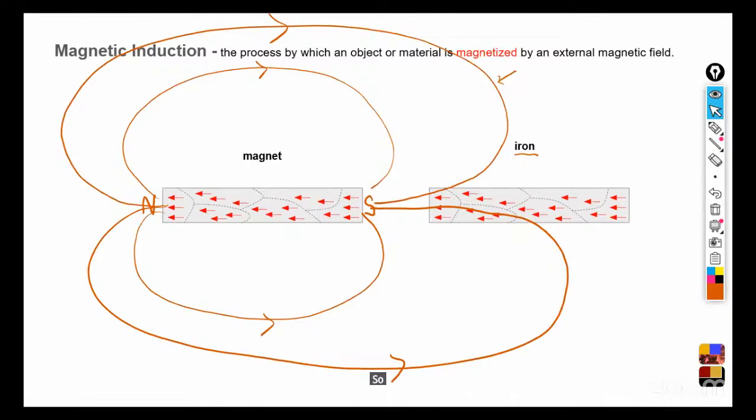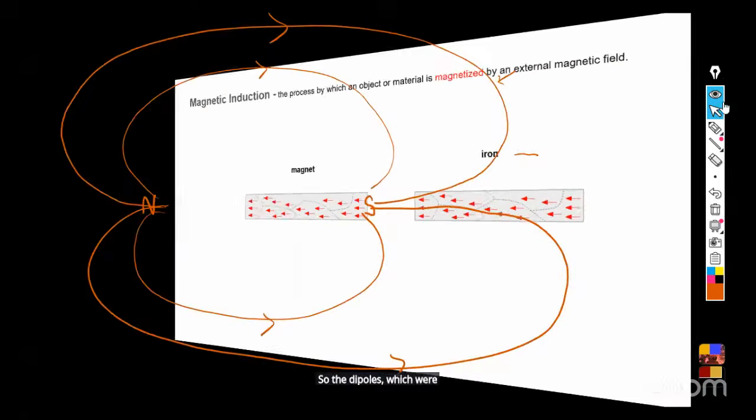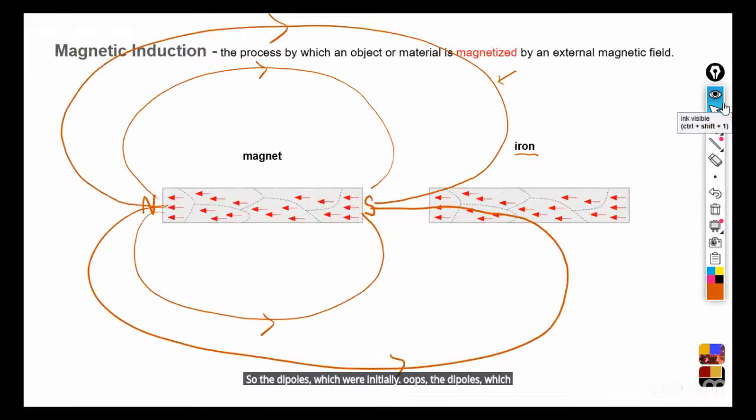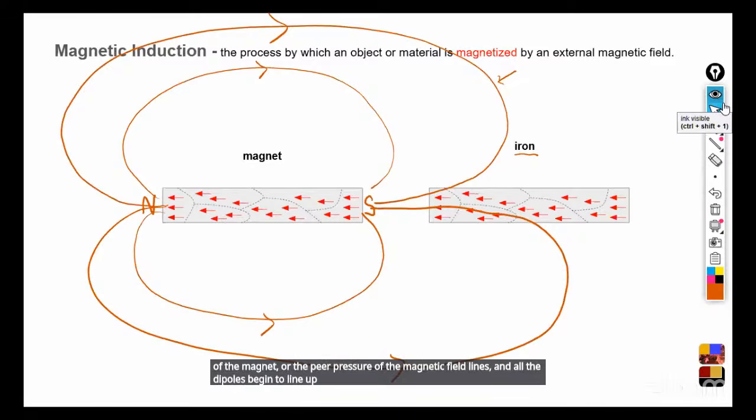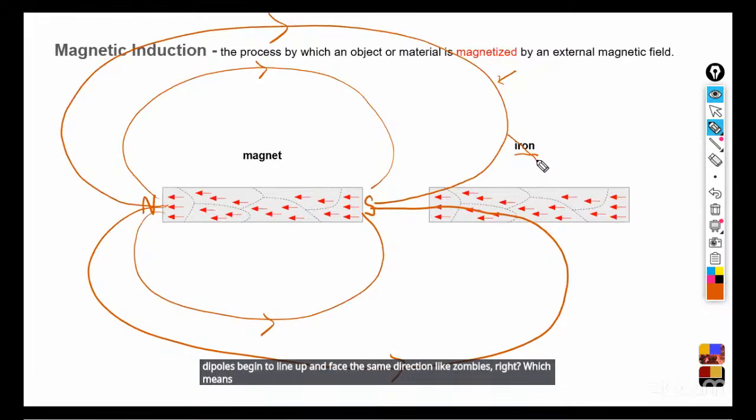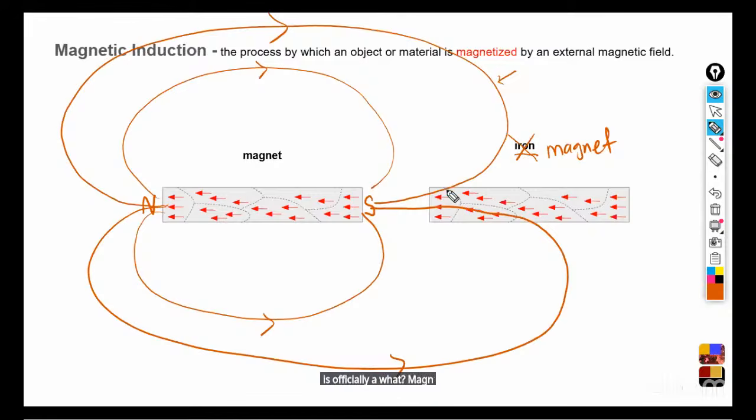The dipoles, which were initially in different directions, fall under the spell of the magnet, or the peer pressure of the magnetic field lines. And all the dipoles begin to line up and face the same direction like zombies, right? Which means now the iron is officially a what? Magnet. And it will line up in such a way. Here will be north and here will be south. Look at it. The tails are here, the heads are here.